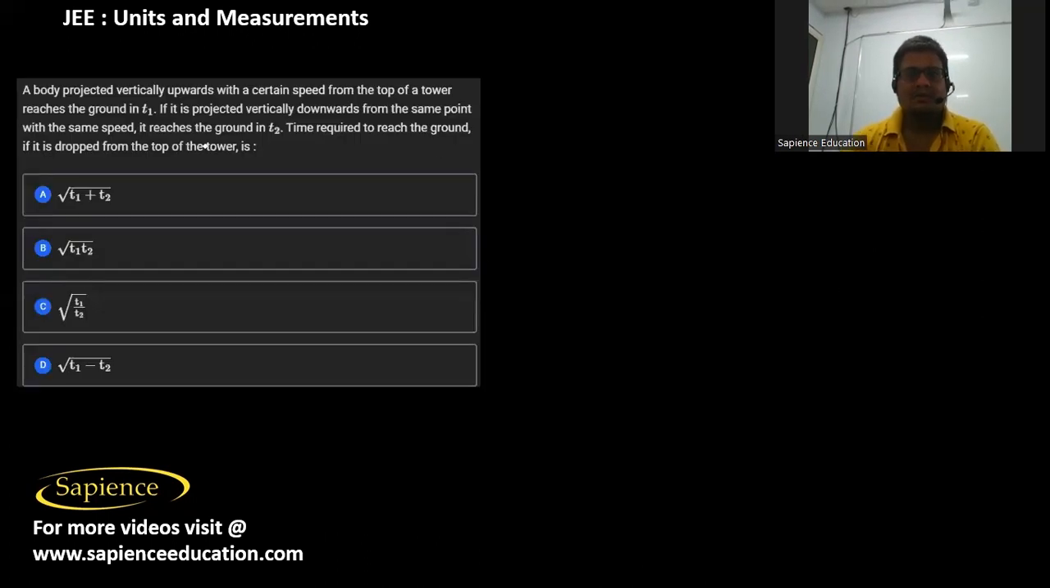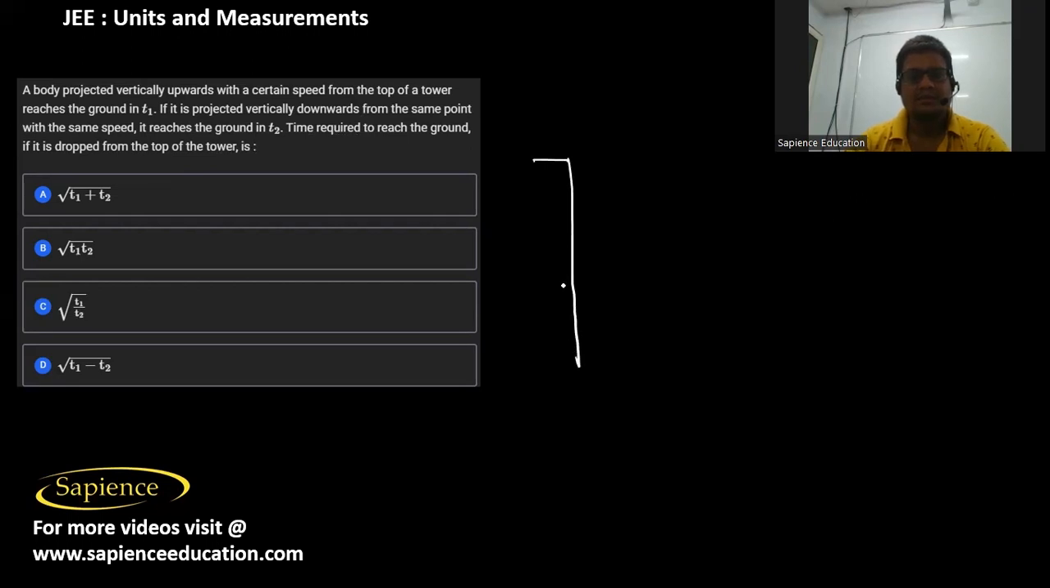Then here it is told that a body projected vertically upwards with a certain speed from the top of a tower reaches the ground in time t1. If it is projected vertically downwards from the same point with the same speed, it reaches the ground in time t2. The time required to reach the ground if it is dropped from the top of the tower is.